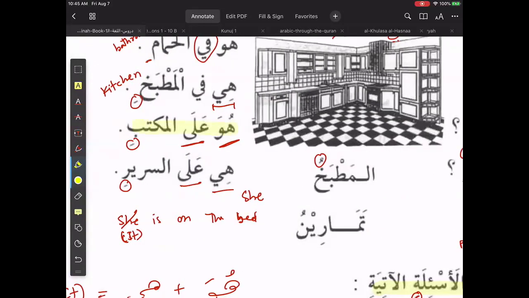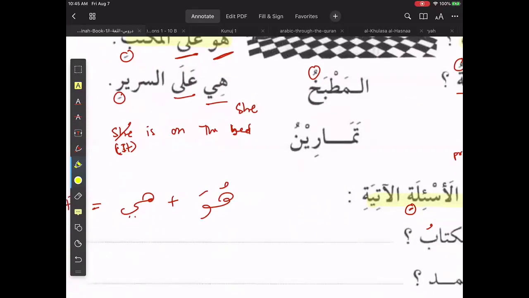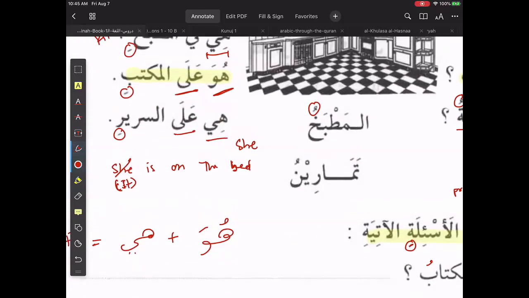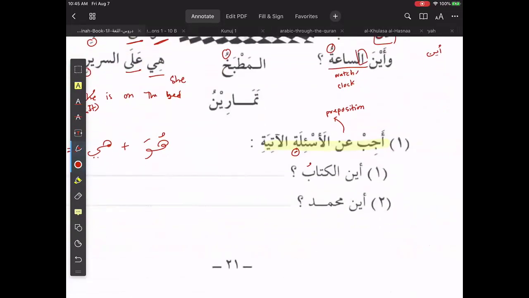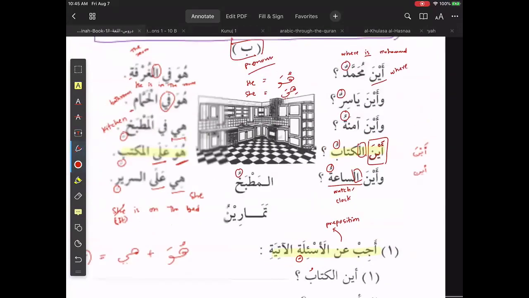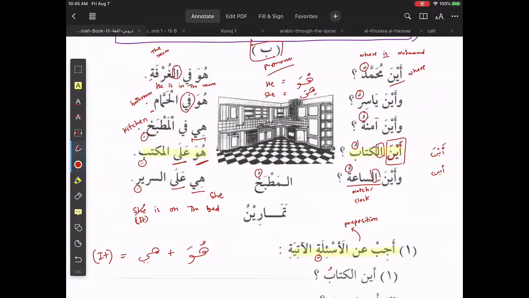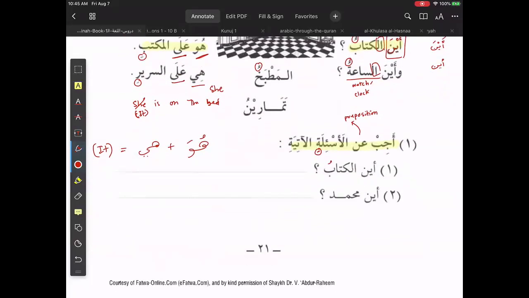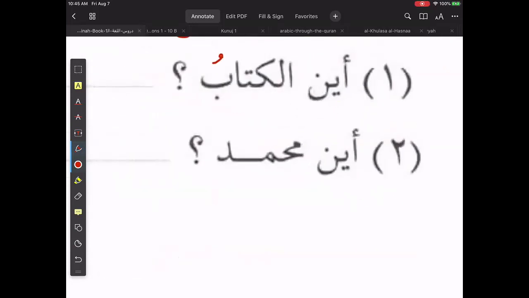"Huwa ala al-maktab." Okay, so you can write the whole thing, "Huwa ala al-maktab." It's good in a way because you have to go back to the text. You're reading the whole text again. Your vocabulary retention is getting better. So all of these things are happening, right? And you're also giving the answer, and reading the sentence without the harakat.